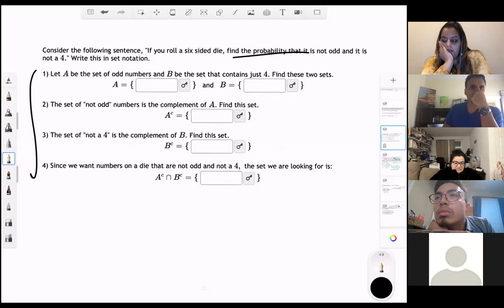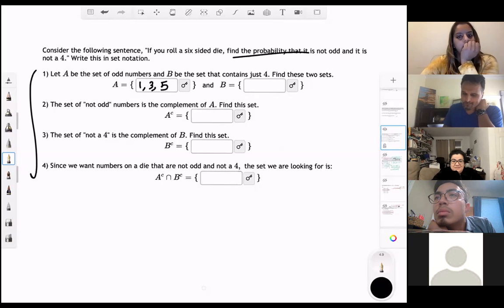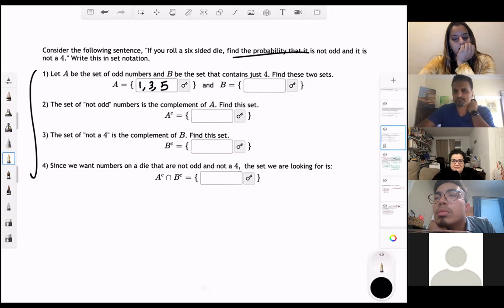So what is set A? Mariana, what do you think A will be? It's gonna be 1, 3, yeah. So we are dealing with the die, right? What is set B? Let B be the set that contains just 4. Is it just 4 then? We write it as just 4.